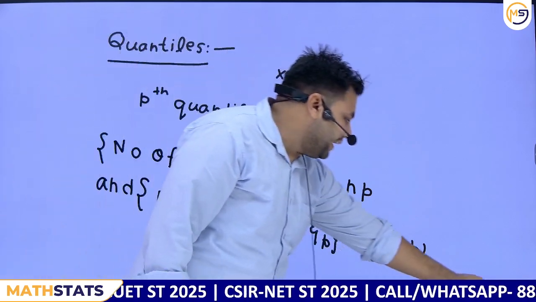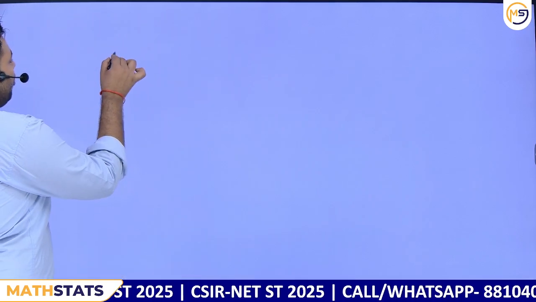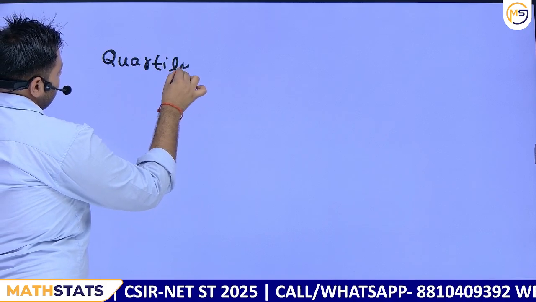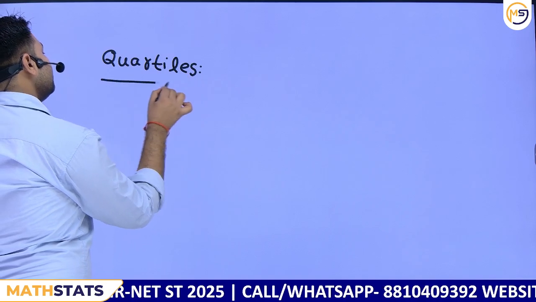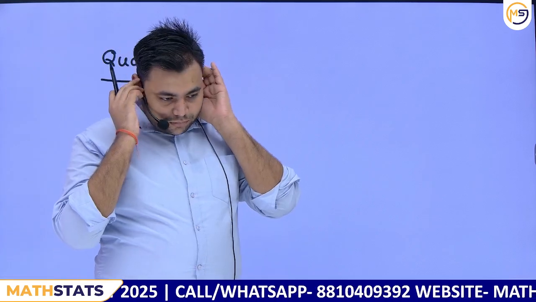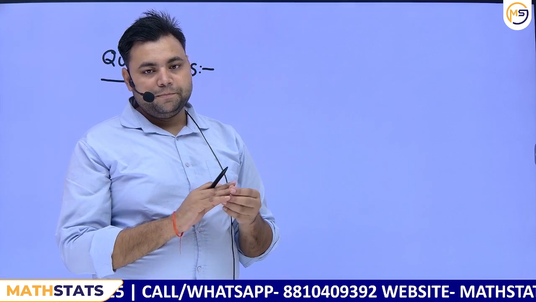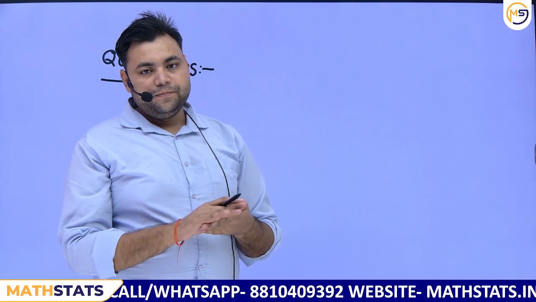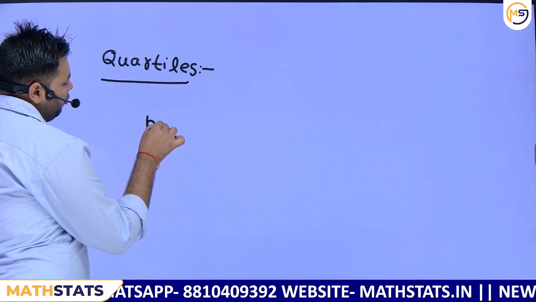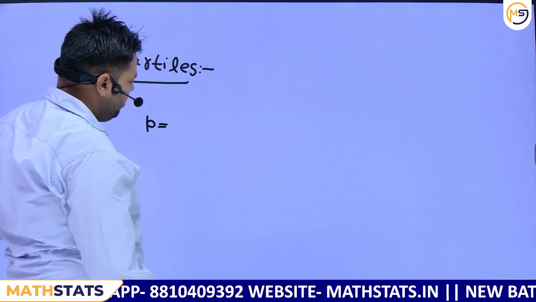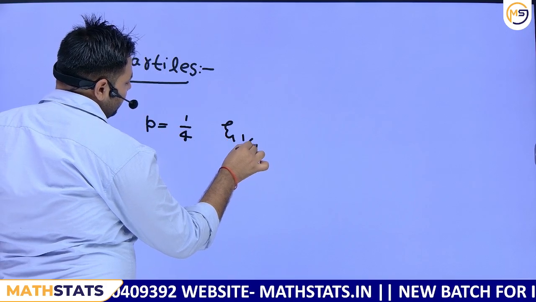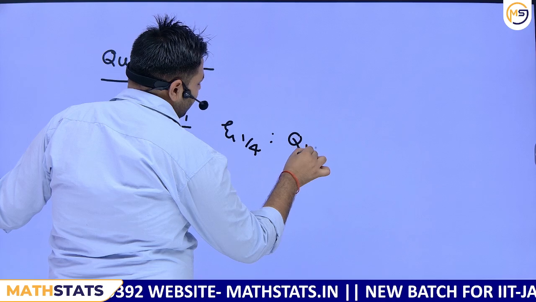Now I am defining quartile. So what is quartile? Anyone? It divides the data into 4 equal parts. If we put p equal to 1 by 4, then I will get xi of 1 by 4. So this is the first quartile, Q of 1 by 4.